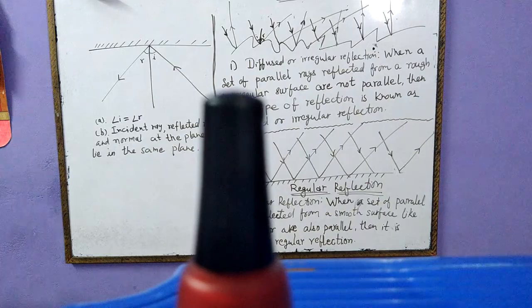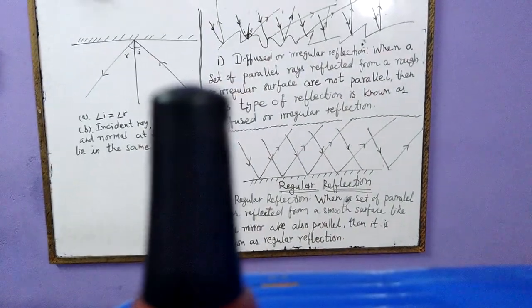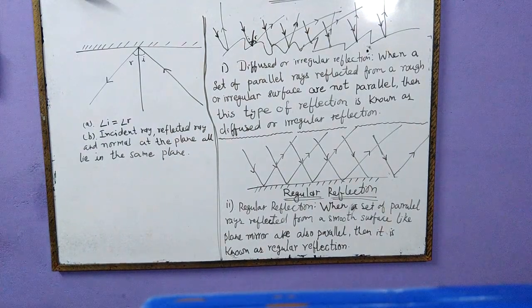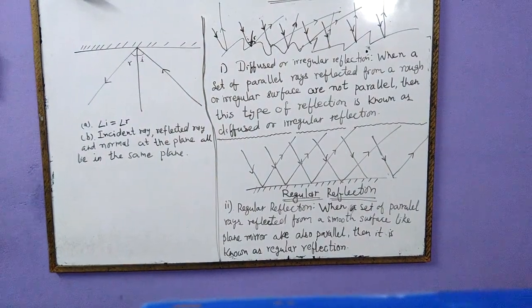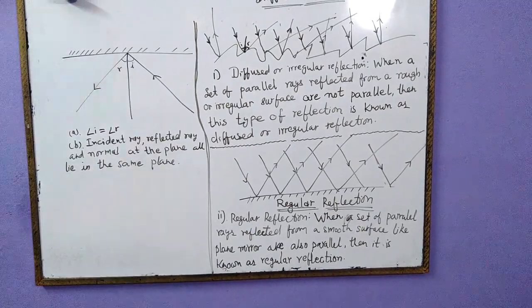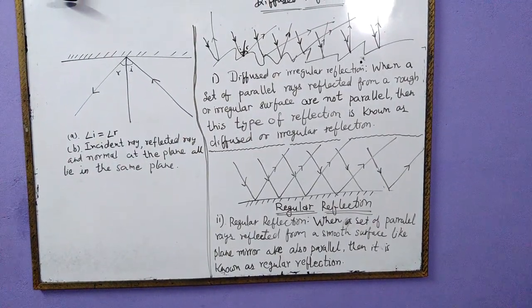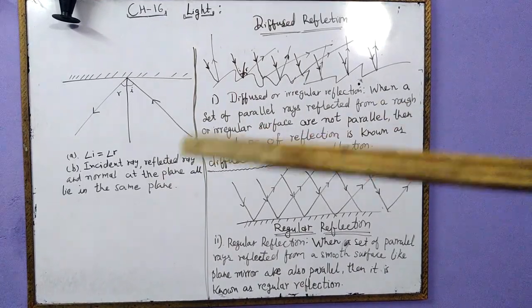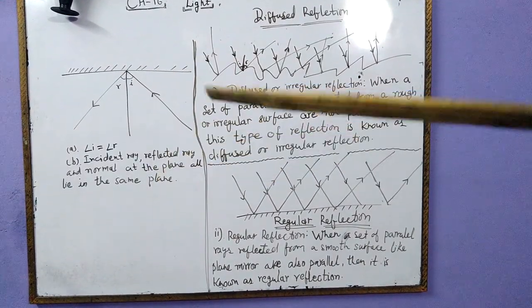So next we are going to read about the irregular and diffuse reflection. So what do you mean by regular and diffuse reflection? First of all, let us revise laws of reflection.